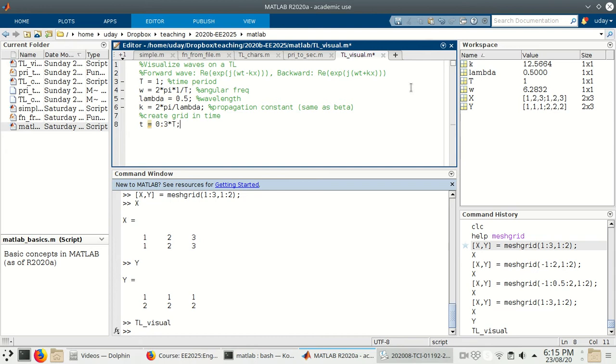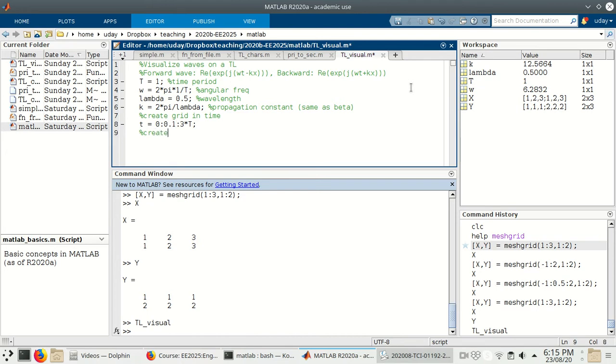Now this would create an array only at integer time instances, but I want a much finer gradation than that. So let's make it finer. I can insert something over here, and this will be the discretization of time. Let's make it something very small, for example 0.1. So this is going to create my grid in time.